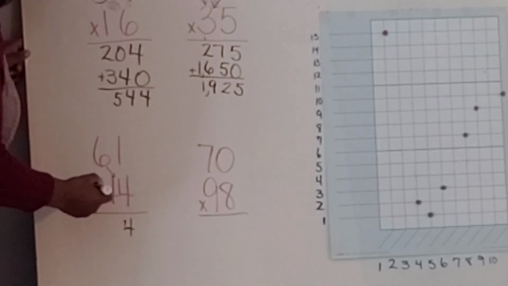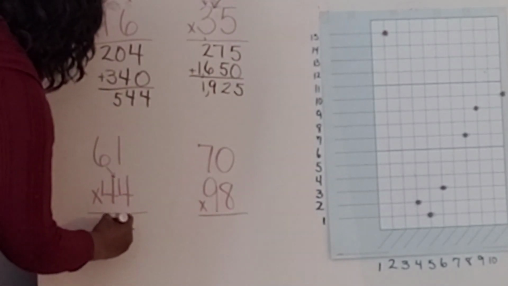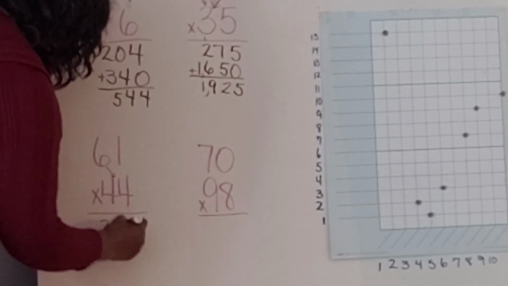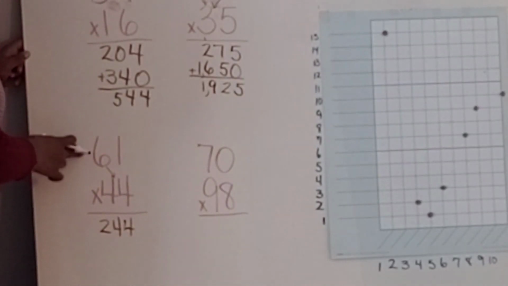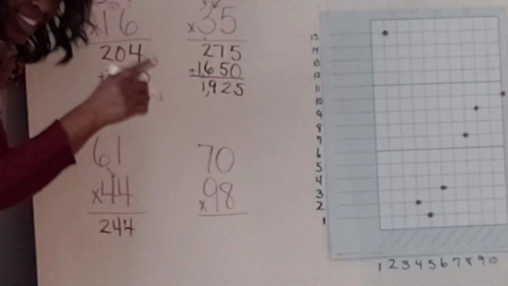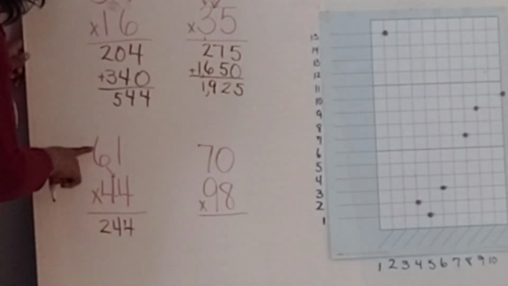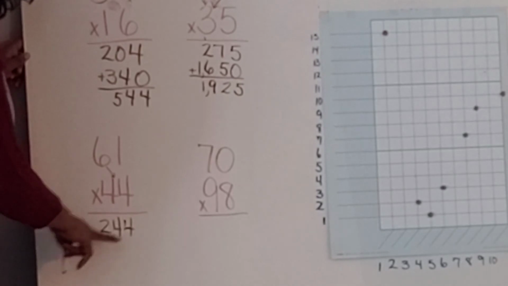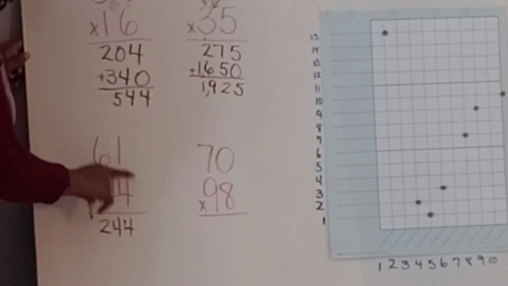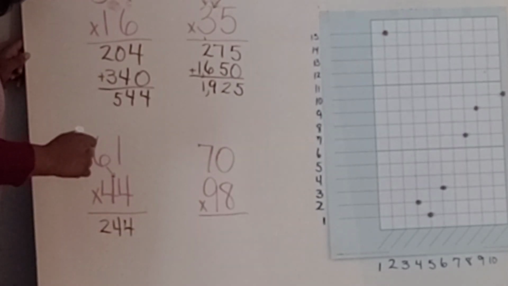Then we do 6 times 4. And 6 times 4 is 24. And again, there's no hundreds place to carry it over yet. But we just put it right in front. And we leave it as it is. So 61 times 4 is 244.